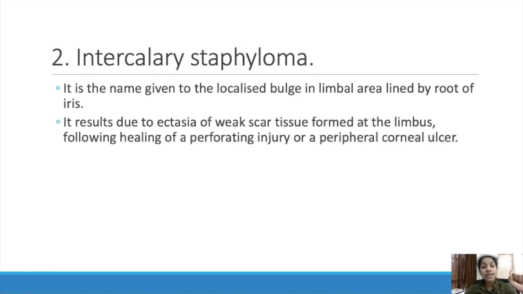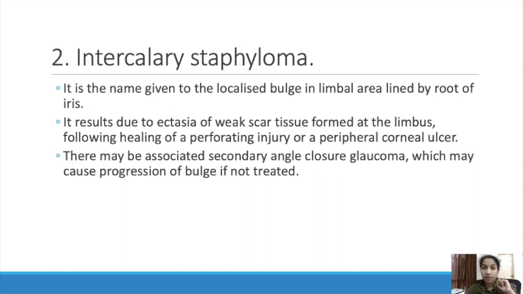It results due to ectasia of weak scar tissue formed at the limbus following healing of a perforated injury or a peripheral corneal ulcer. After any perforated injury or peripheral corneal ulcer, there will be healing and a weak scar is formed, and through that the second layer, the vascular layer, bulges out like a staphyloma. If the bulging is seen in the limbal region, it is known as intercalary staphyloma.